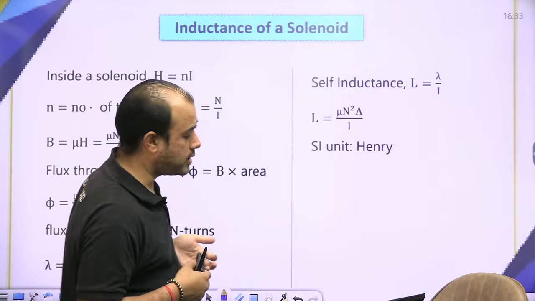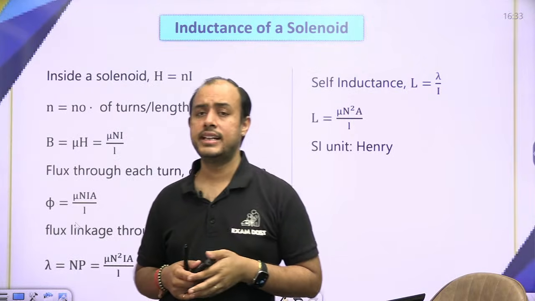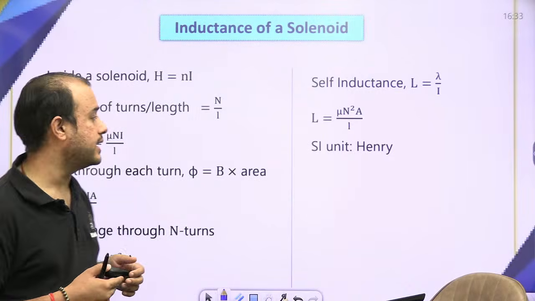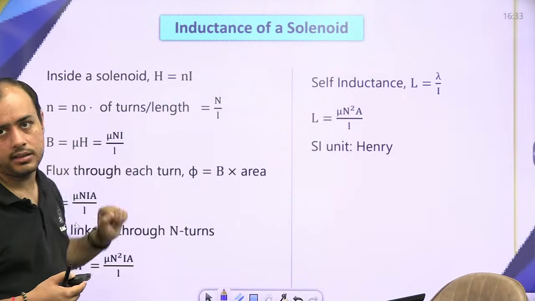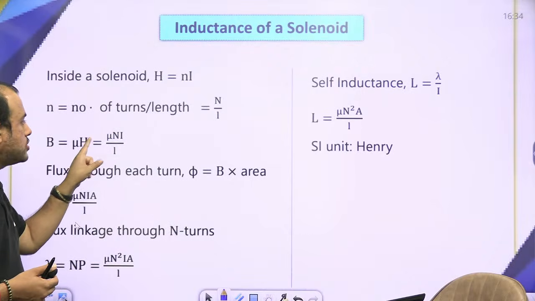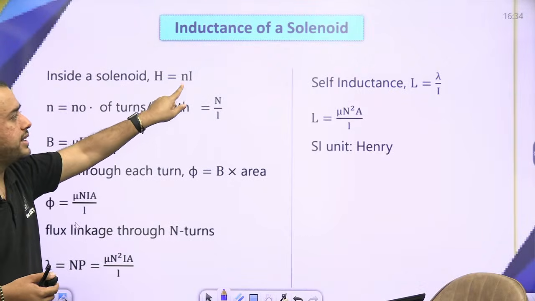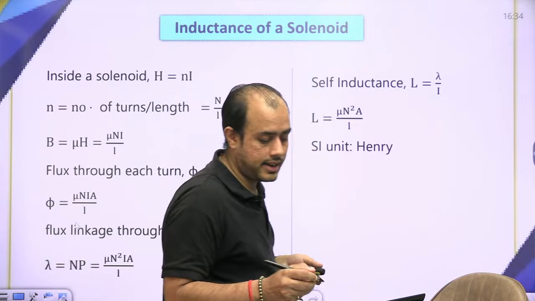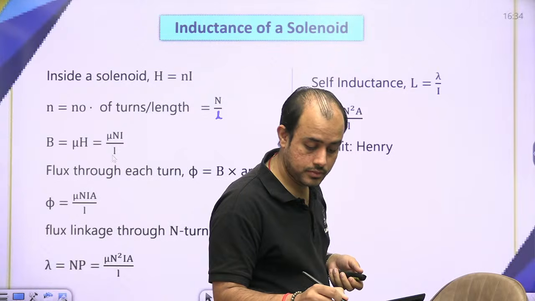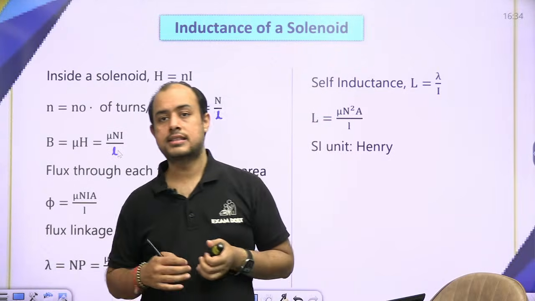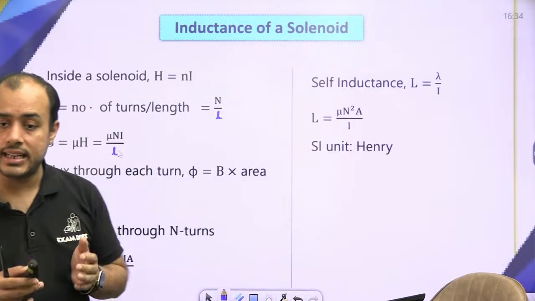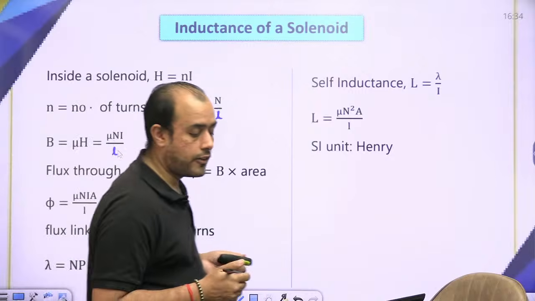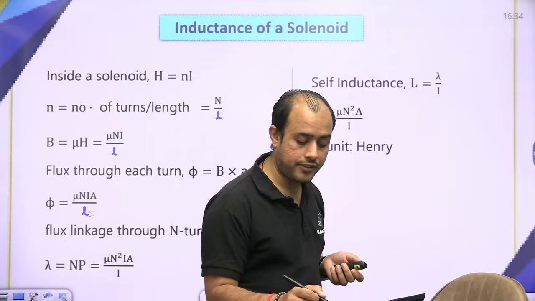Now when we talk about a solenoid, magnetic field inside solenoid is mu n i. n is the number of turns per unit length, that is total turns by L. So B is mu H, mu N i by L. मैंने small n को capital N by L कर दिया, where L is the length. Okay. Now flux is B into area. A is the cross sectional area. So mu N i A by L. Now flux linkage is N phi.